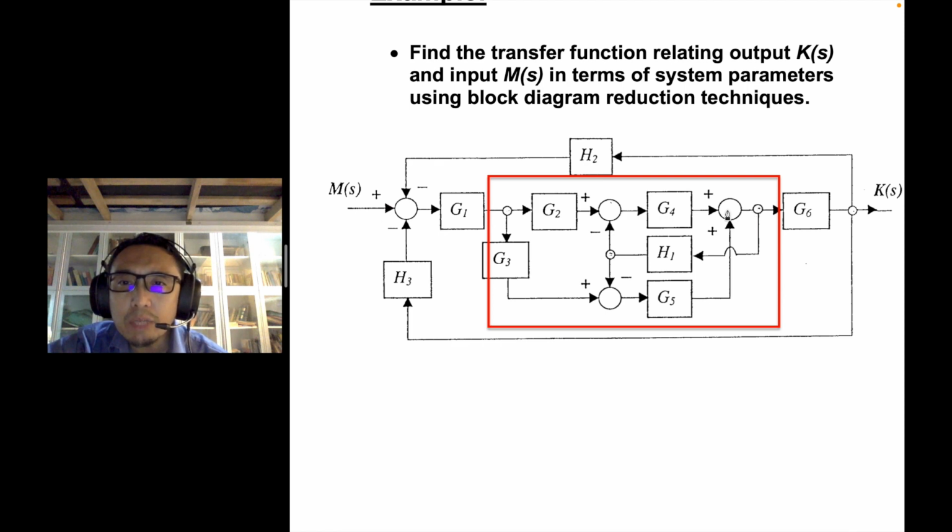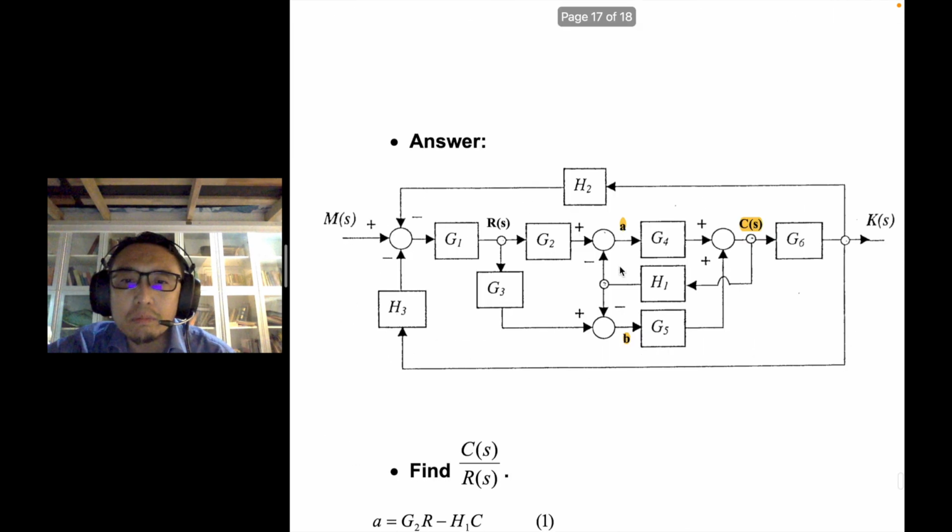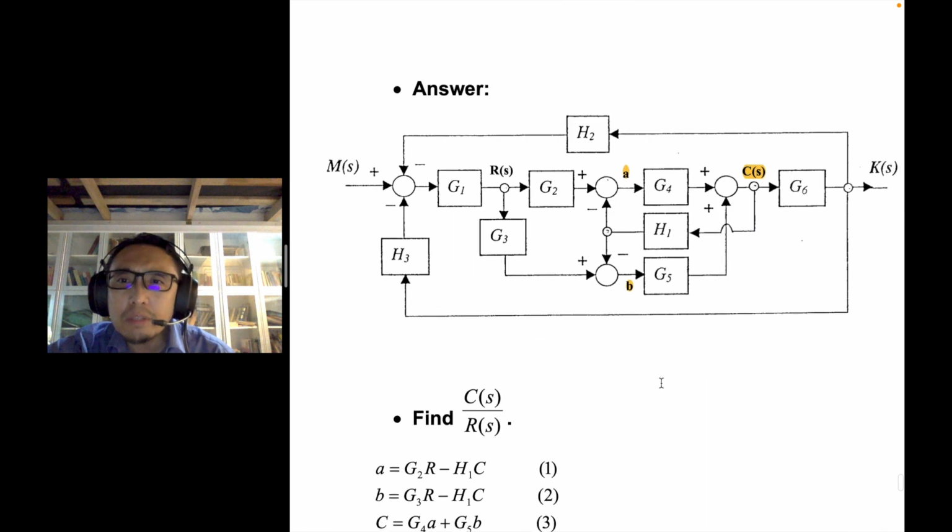So you have 1, 2, 3 summing junctions here, so you can label all the signals together, and then that will be the input of that signal. You have 3 signals, so you just need to identify 2 equations to solve the problem. So for example, in this case, summing junctions are A, B, and C. So let's just label them A, B, and C.